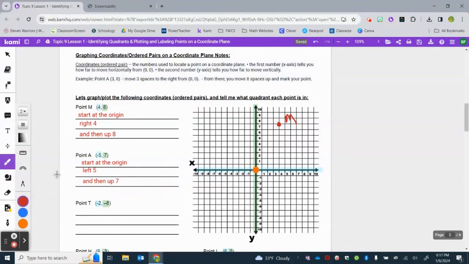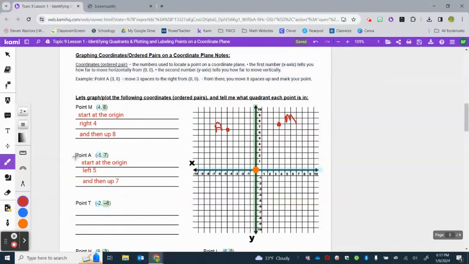So again, I'm going to start at the origin. I'm going to go left to -5, counting very carefully. So 1, 2, 3, 4, I'm at -5. And then I'm going to go up 1, 2, 3, 4, 5, 6, 7. And I'm going to plot my point, make my dot. And then I'm going to label it as point A.